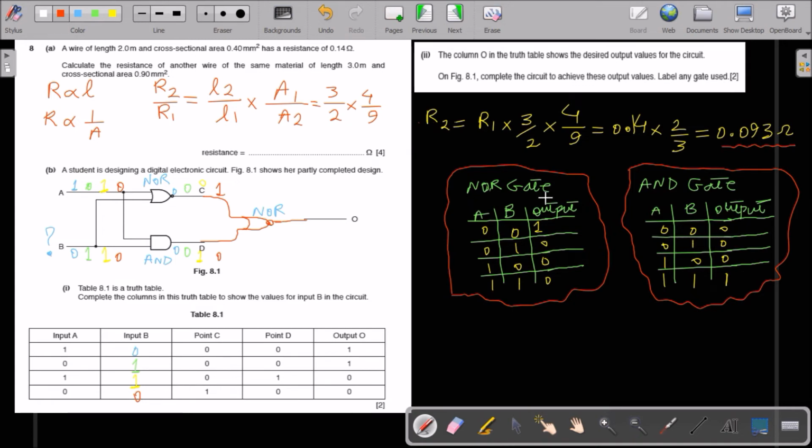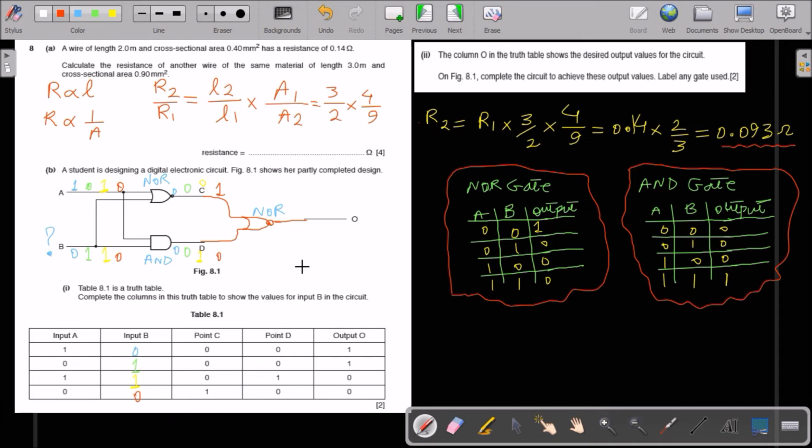In NOR gate, if two inputs A and B are 0, the output is 1. In other situations, it is 0. In AND gate, if both of them are 1, the output is 1. Otherwise, the output is 0. So now check this figure.